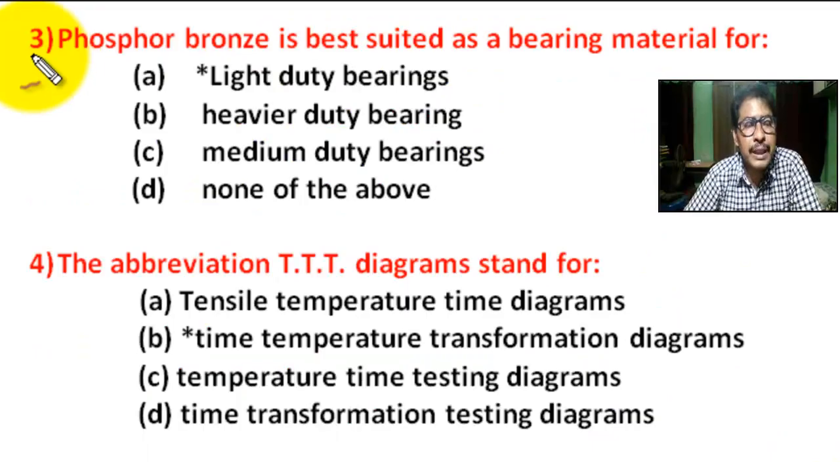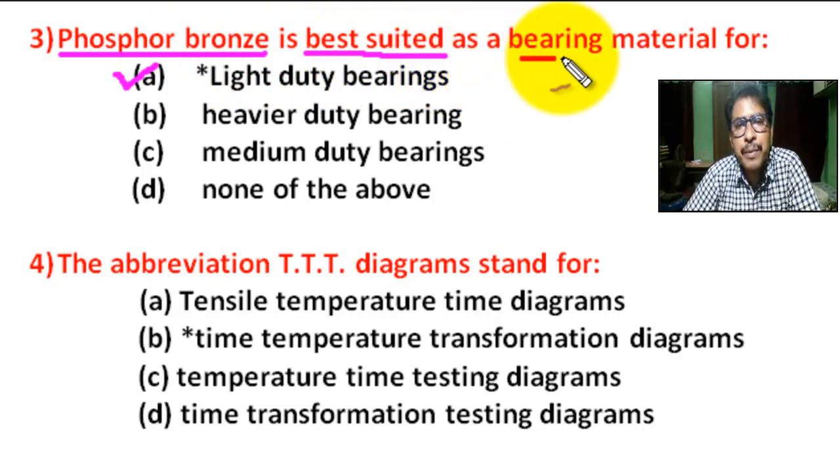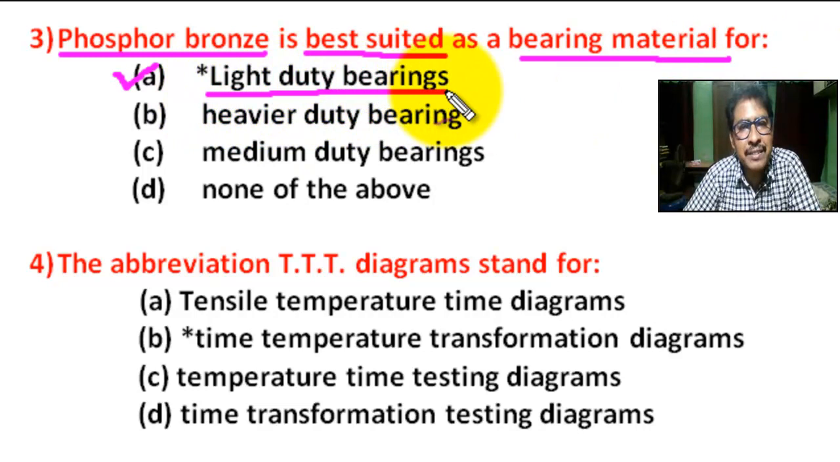Question number 3. Phosphor bronze is best suited as a bearing material for. There are 4 options. Correct answer is A. Phosphor bronze is best suited as bearing material for light duty bearings.